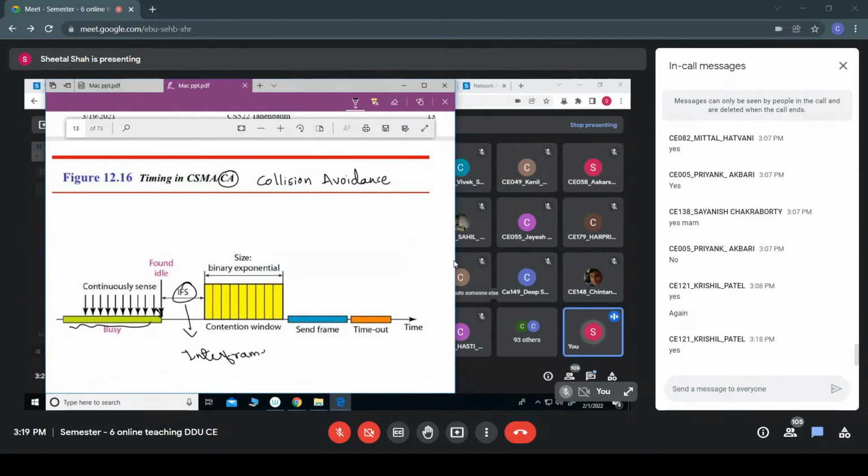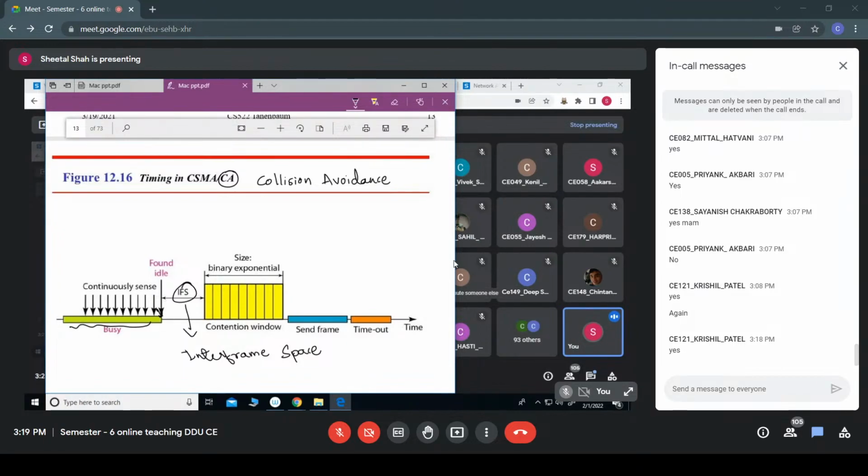The station would not start transmission as soon as the channel becomes idle, but it will wait for a certain period, which is known as an interframe space, assuming that some other station might be willing to transmit.